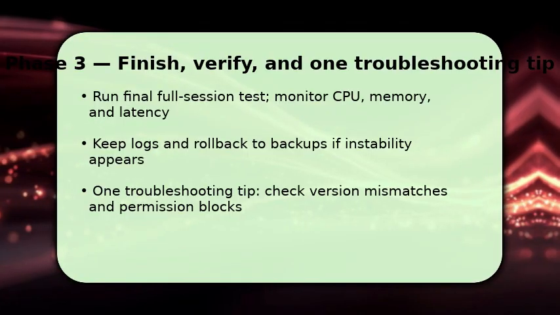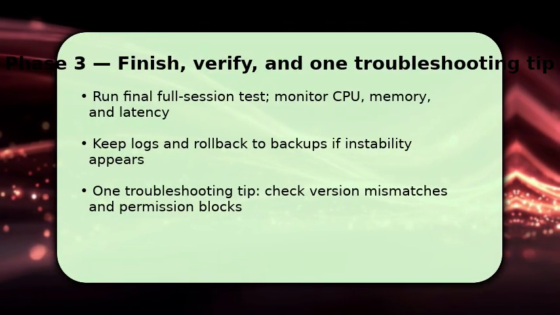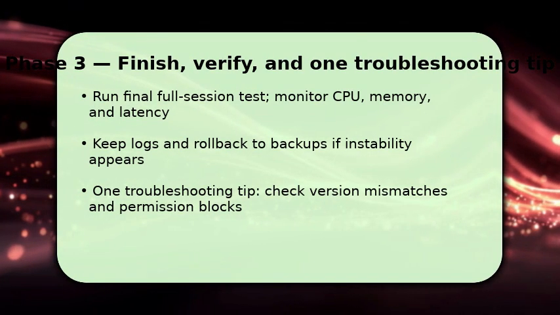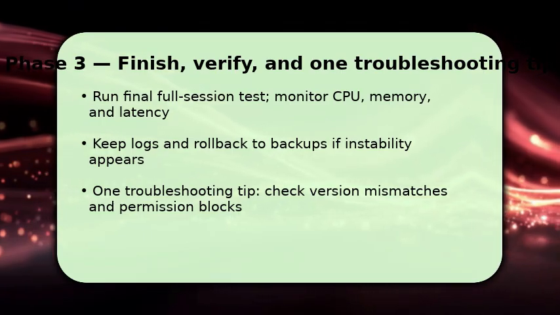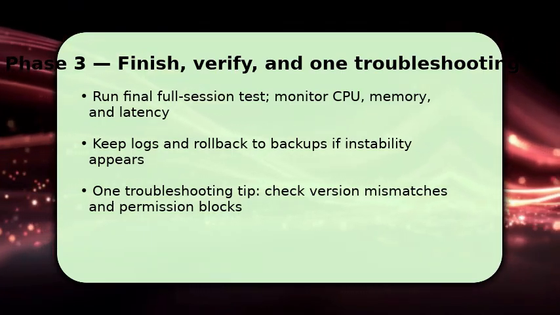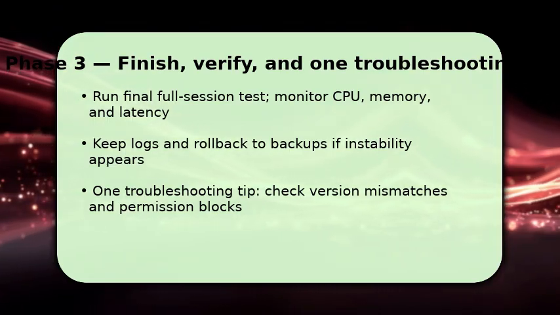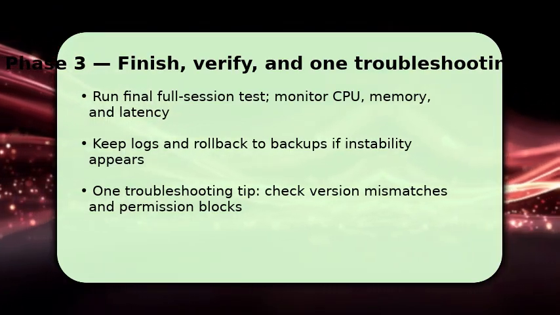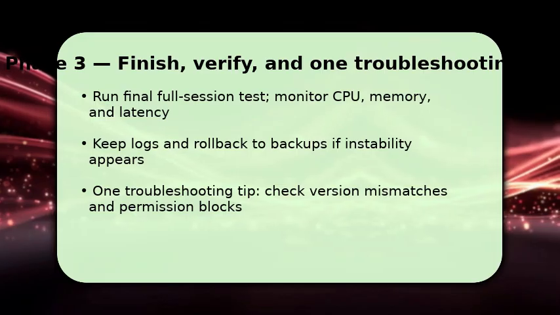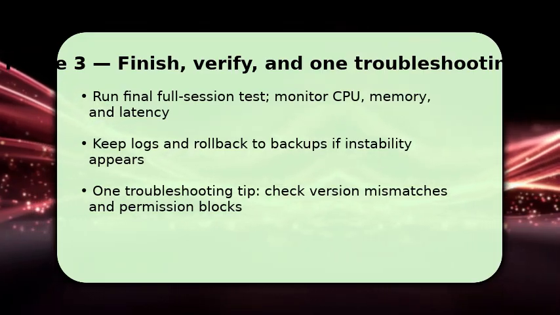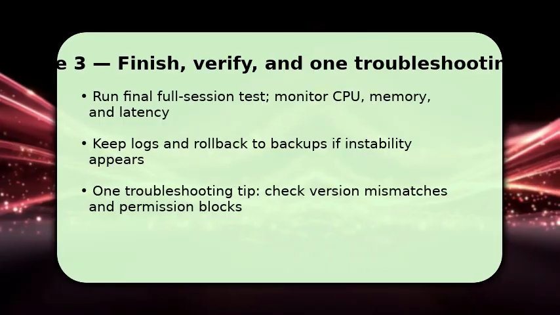Once satisfied, save configuration snapshots and keep backups for quick rollback. If things go wrong, first check version mismatches and permission blocks. These are the most common causes. They stop hooks or injectors from loading. If needed, reapply correct permissions, reinstall the matching bot build, and repeat the private test. You'll then be ready for cautious live use.